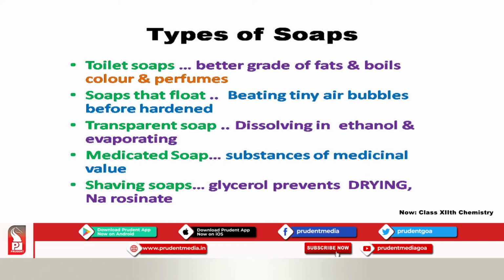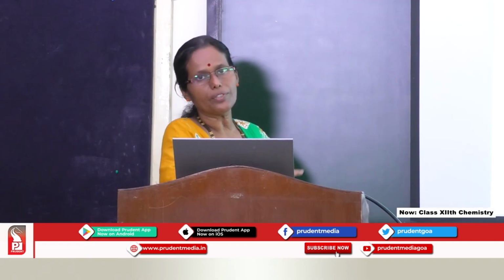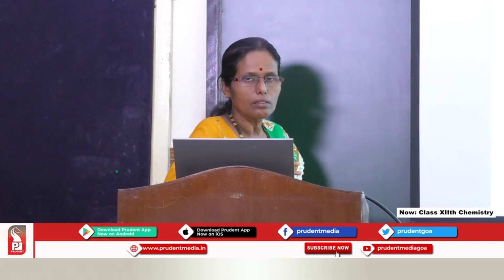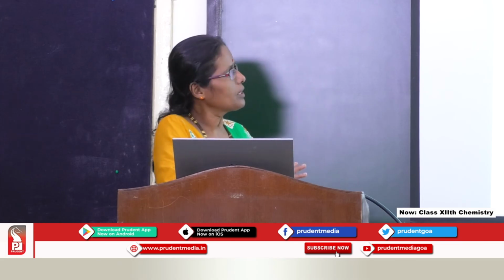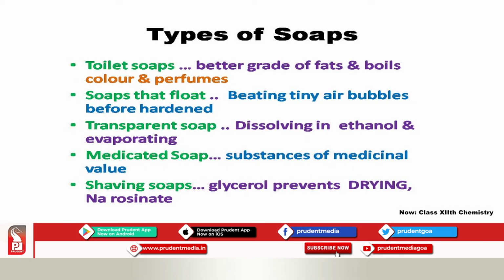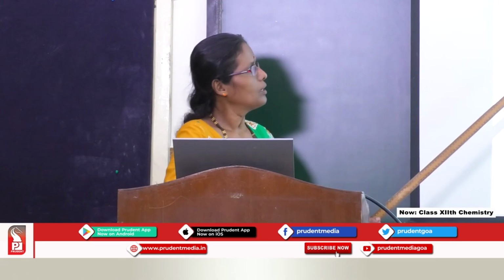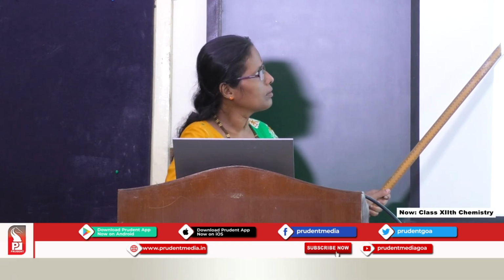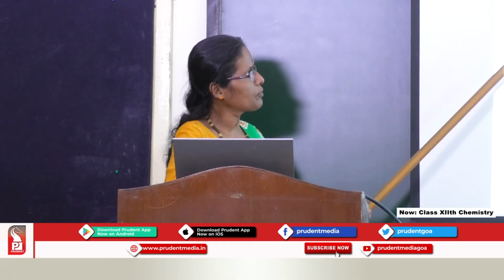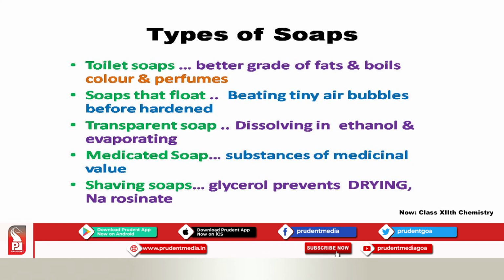Colors and perfumes are also used, therefore we find them having a better appearance and they can be safely used for our body. Soaps that float are obtained by beating tiny air bubbles in before they are hardened, and so they float, therefore they are called soaps that float. Next we have transparent soap.